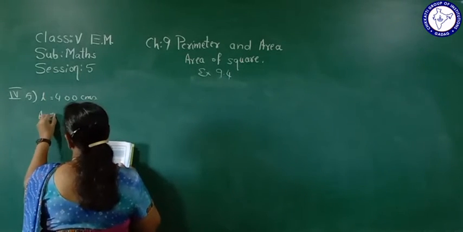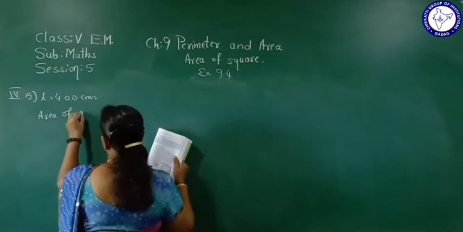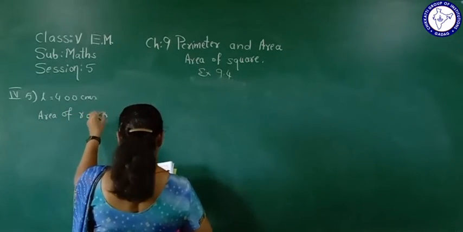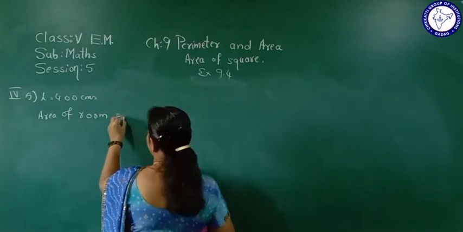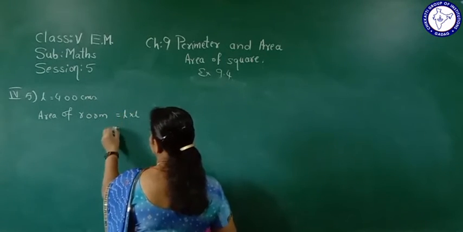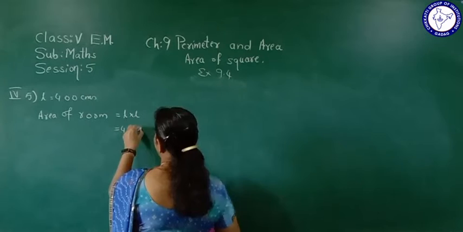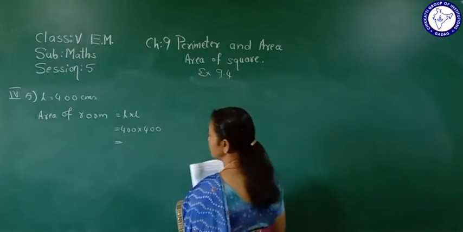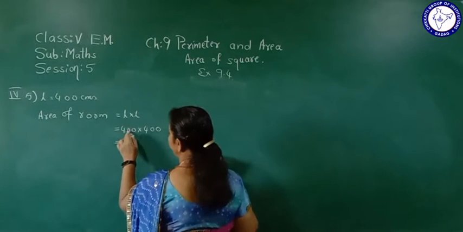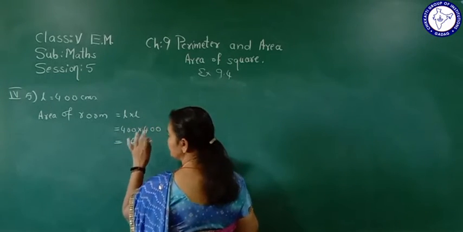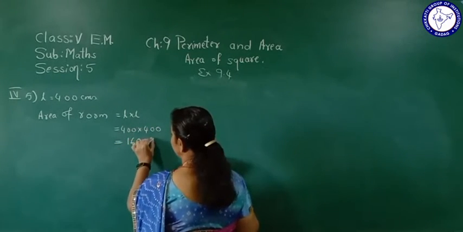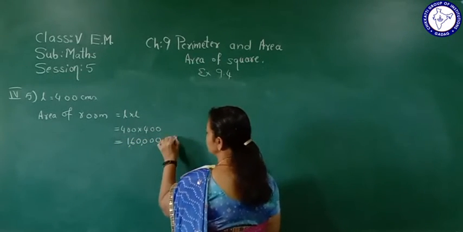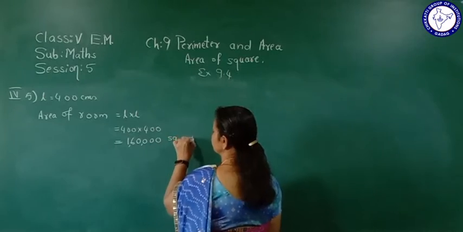So here area of a room equals to length into length. So it is 400 into 400. So 4 fours are how much? It is 16. Then 1, 2, 3, 4, 4 zeros we have to add. So it is 1,60,000 square centimeters.